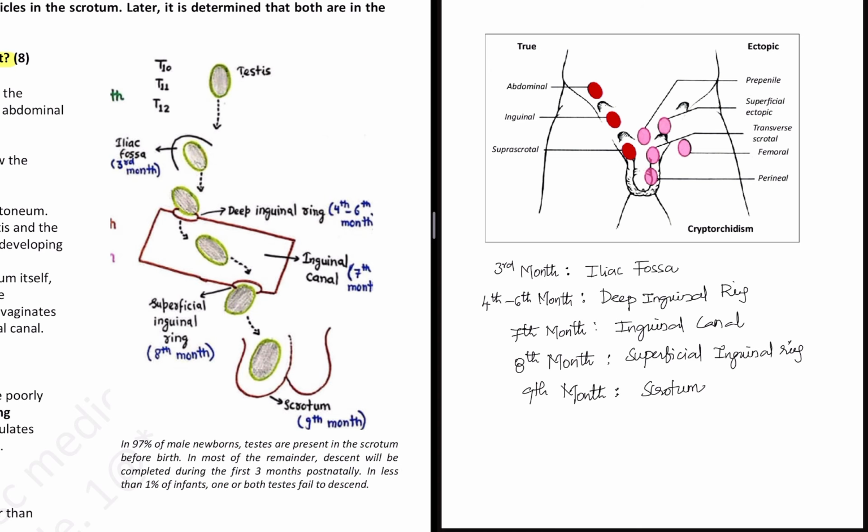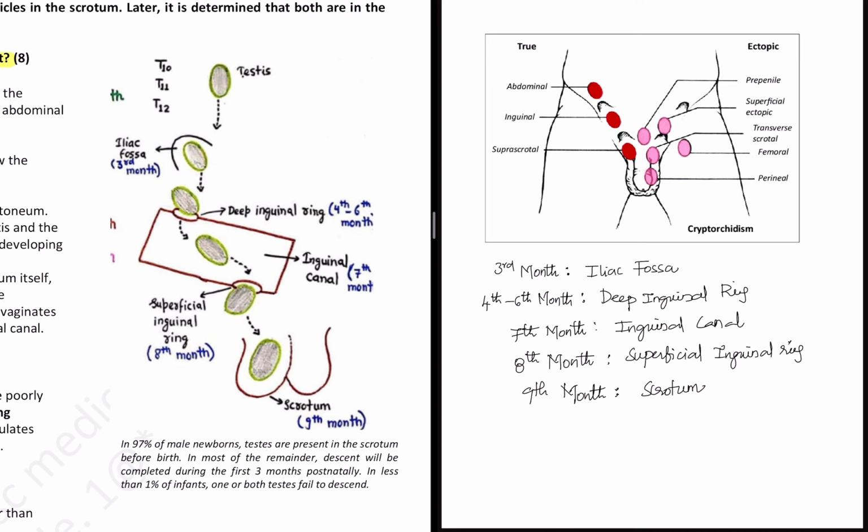So they say the undescended testis should be treated before 12 months of age. 3 months to 12 months is the ideal time. Before 12 months, it should be corrected, because if you delay it, there are more chances of complications. We'll discuss that.